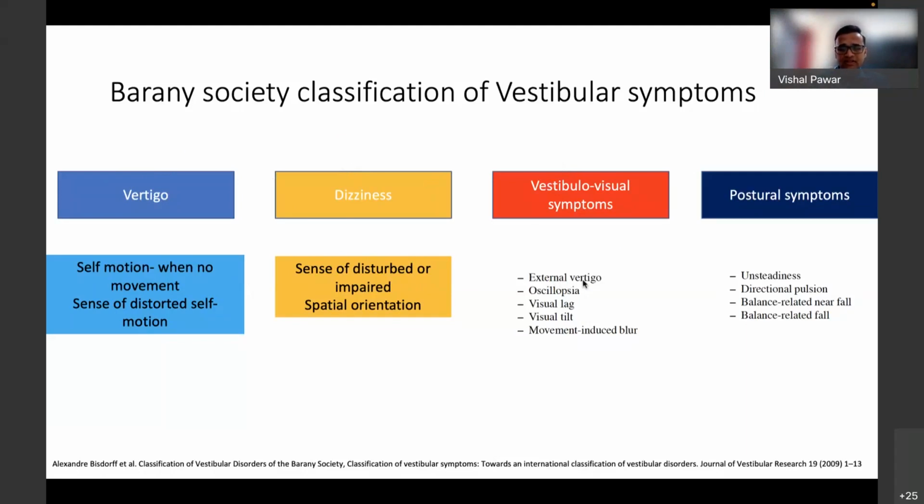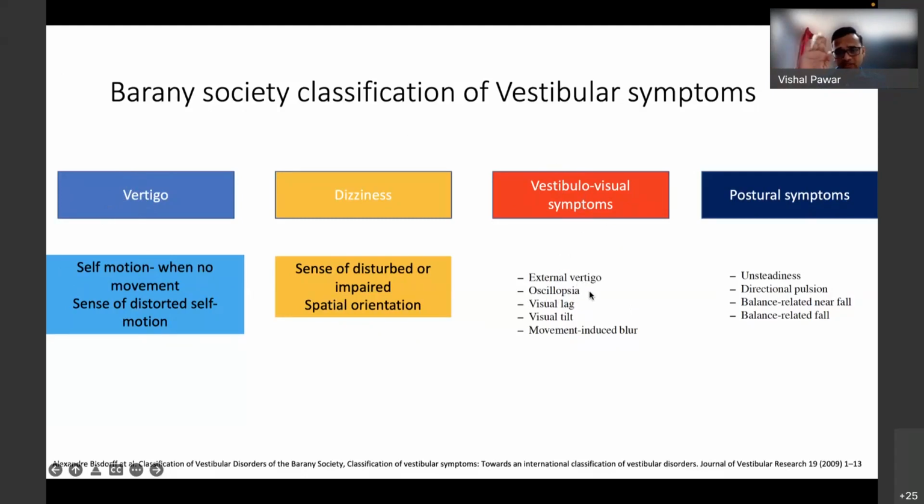This is again another new terminology, or new thing, which the Barany Society has come up with. And when we open the eyes and the patient feels the sense of spinning or any movement, then it is called external vertigo. So external vertigo is movement of the surroundings, and movement of self is internal vertigo. By default, vertigo means internal vertigo, and external vertigo gets classified as a vestibulovisual symptom.